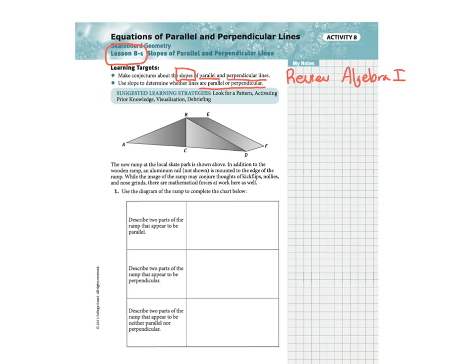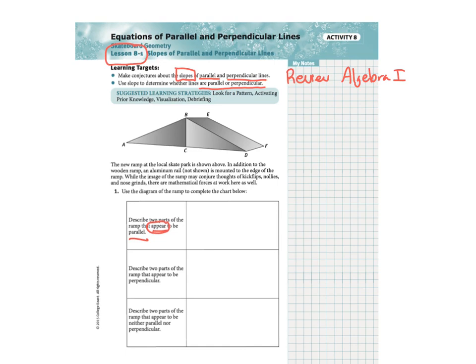As we look at this diagram, this is a diagram of a new ramp at a local skate park. In this diagram, there's some things that are missing. There should be an aluminum rail that is mounted to the edge of the ramp. That's obviously not there at the moment. What we want to look at in this picture is what parts of the ramp appear to be parallel. Now, again, we are going by appearances right now, but we are going to later be able to prove them.